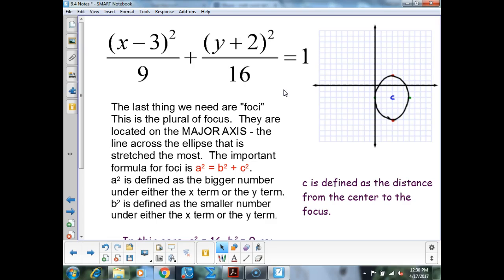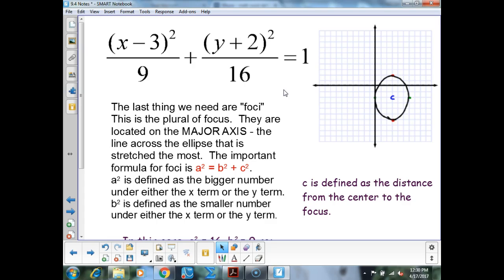Ellipses have two axes. They've got a major axis and a minor axis. And I can't tell you that the vertical axis is always the major axis, because it's not. It's whichever one is longer that becomes the major axis. So in this case, the vertical axis is the major axis. The horizontal axis is the minor axis. Okay?